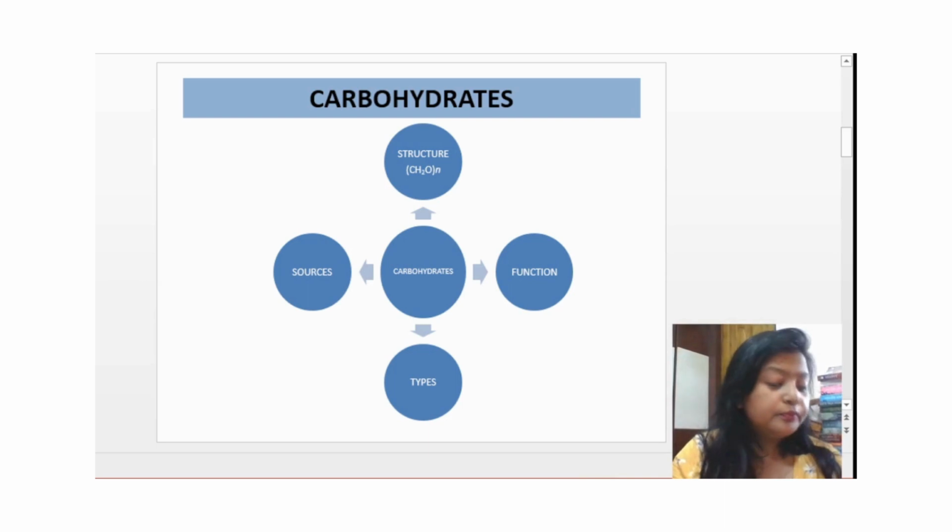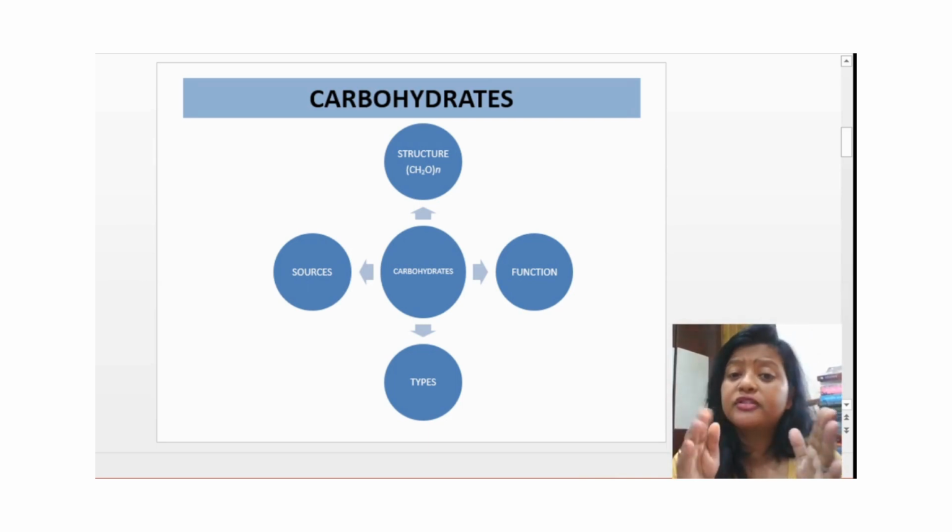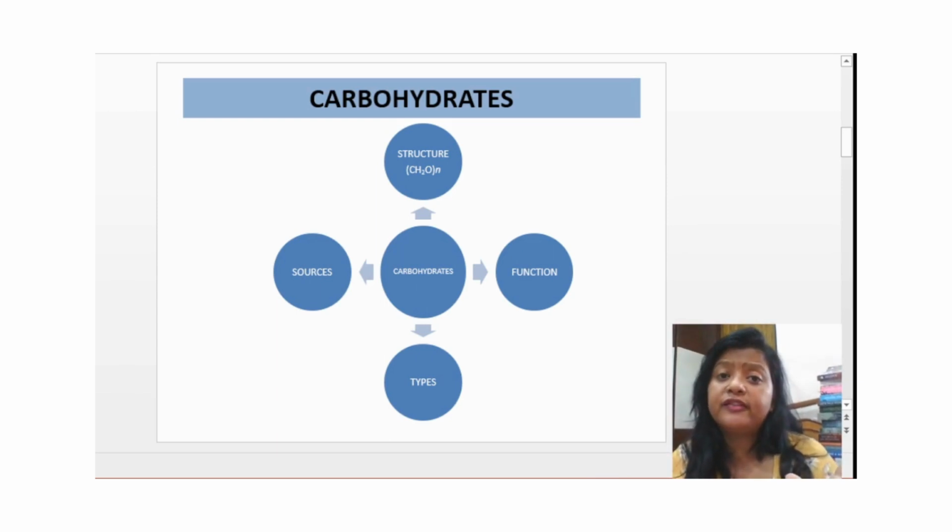And the structure is CH2O. So CH2O is the basic structure, and n depends on the type of sugar, whether it's a monosaccharide, disaccharide, or polysaccharide. Based on that, the n is filled in the structure. You can see here that I've given the formula.